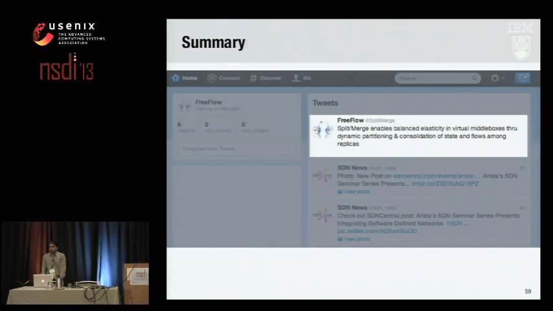Right, so what we've designed in this work is basically the mechanism by which you can actually split and merge, and we have left the policies up to the user, in terms of how many replicas you want or where you want to place the replicas. So that part is the policy dependent aspect.